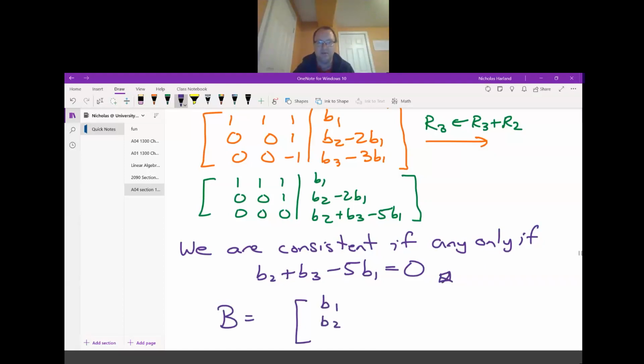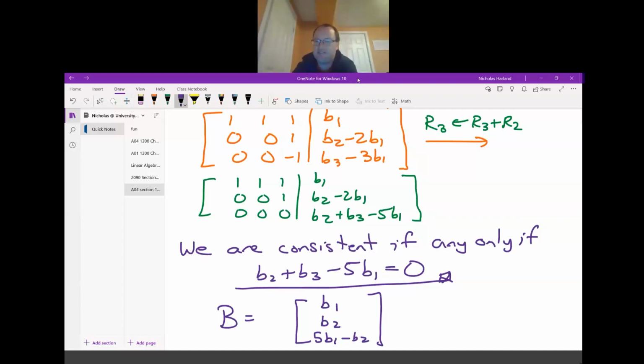B1, B2, and then if we moved stuff to the other side, B3 would be 5B1 minus B2. But like I said, this is a perfectly fine way to leave your final answer. That's the conditions on B. But if we wanted it in its matrix form, we could do that as well.